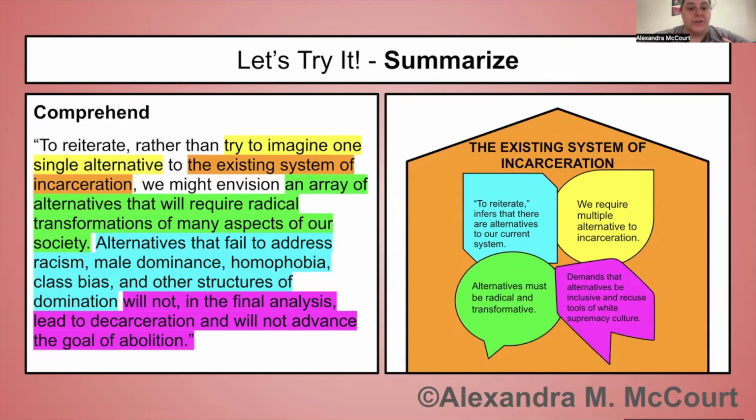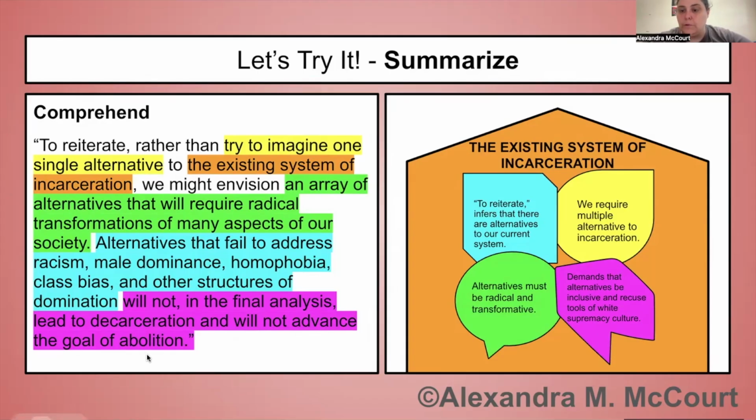In blue, alternatives that fail to address racism, male dominance, homophobia, class bias, and other structures of domination. And then in pink, will not in the final analysis lead to decarceration and will not advance the goal of abolition. So these are what I thought the key ideas were. And I think the main argument, if I'm trying to understand this quote, is to look at the existing system of incarceration and then demand that changes be made towards abolition. But how do I really know that?